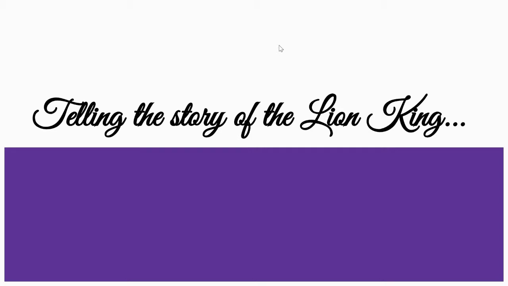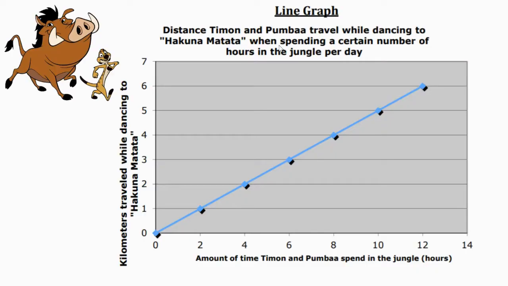Let's look at a couple examples of graphs that tell stories from The Lion King. In this line graph, the title is The Distance Timon and Pumbaa Travel While Dancing to Hakuna Matata When Spending a Certain Number of Hours in the Jungle per Day. You'll notice that this is a descriptive title, and you'll also see the independent and dependent variables present. The independent variable in this graph on the x-axis is the amount of time Timon and Pumbaa spend in the jungle. It also notes that the units are measured in hours.